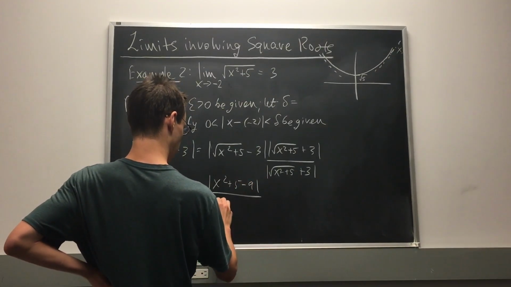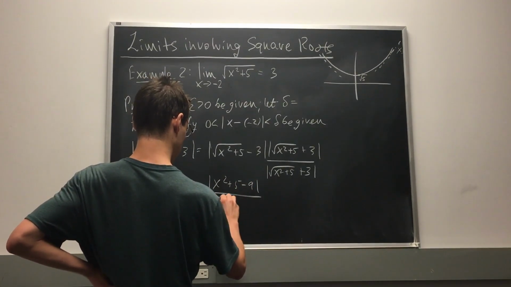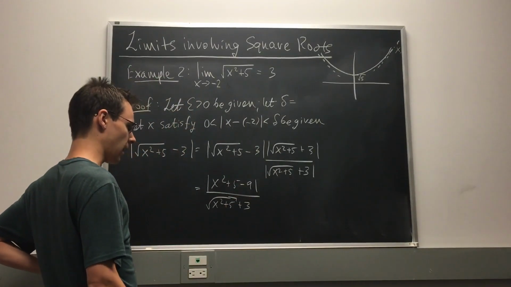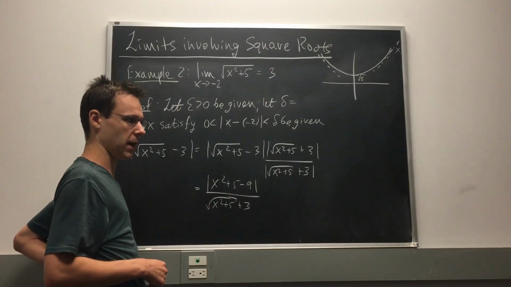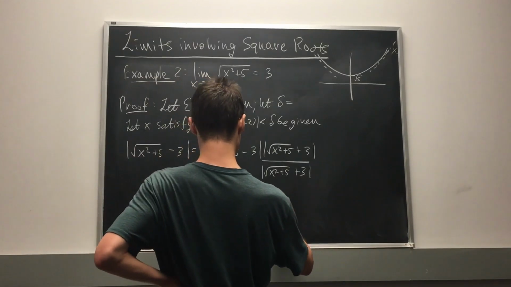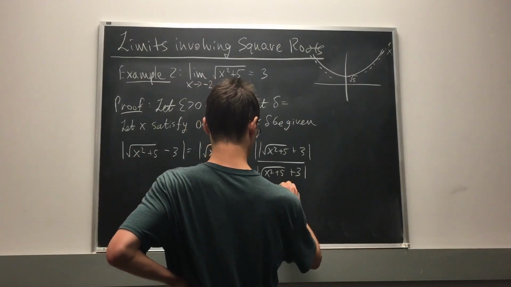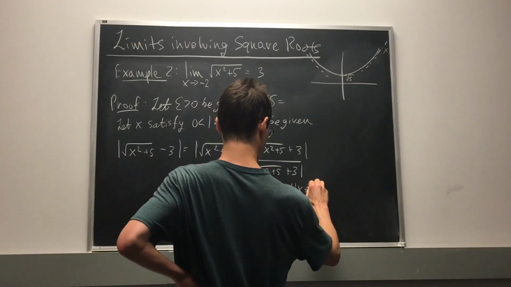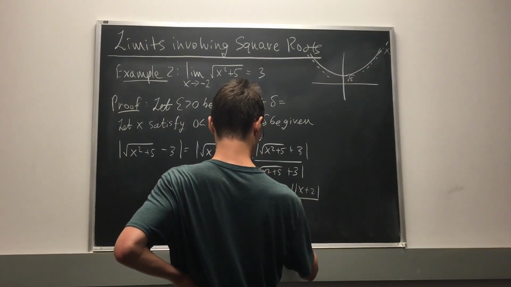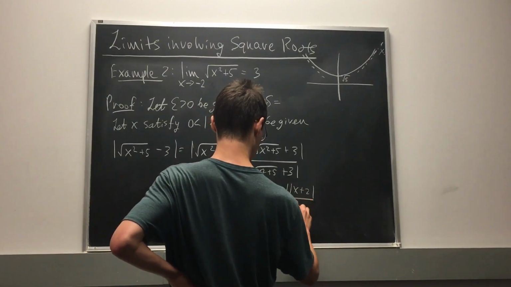And in the bottom we're just going to have root x squared plus 5, plus 3. And now the top is going to be x squared minus 4, so that's going to factor into x minus 2 and x plus 2. Okay, so this is going to be equal to (x minus 2)(x plus 2) over x squared plus 5 plus 3.